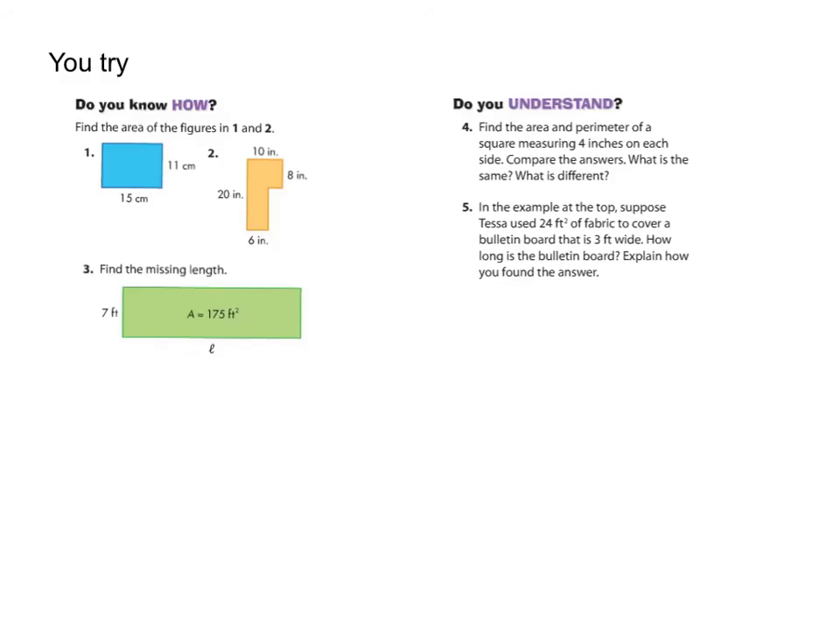Now you try. Answer questions 1 through 5. Hit pause on the video, and when you hit play again, the answers will appear. The area for figure 1 is 11 centimeters times 15 centimeters. When I multiply that, I get 165 centimeters squared. Remember, area is always measured in squares.